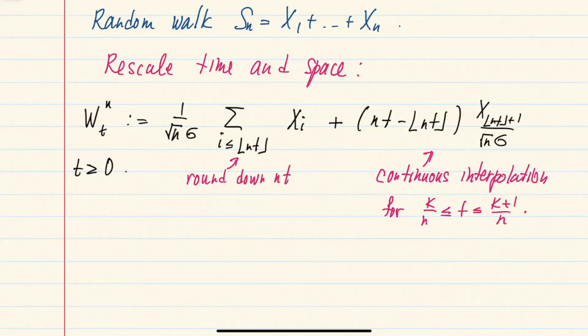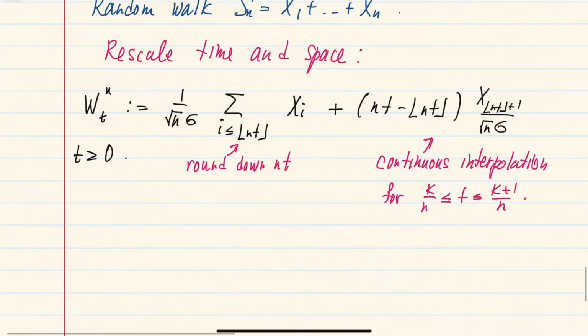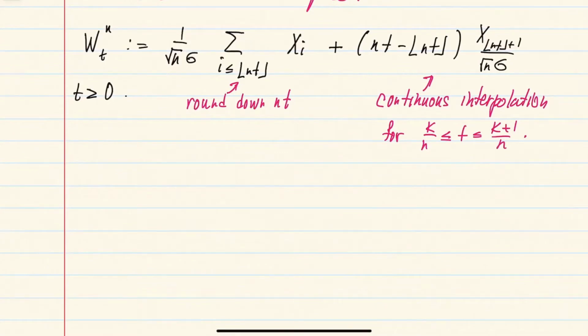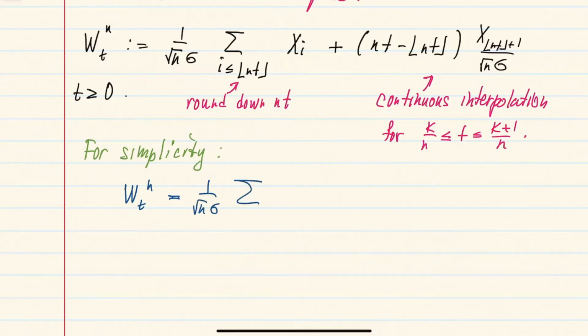The motivation for this is pretty clear: it's just the central limit theorem. For simplicity, I'm not going to write the last term, which is just added for continuous interpolation, since it only adds notational difficulties. To see the main idea of the proof and ignore technicalities, let's simply think that nt is an integer, and so we just write this first term and sum up to nt.